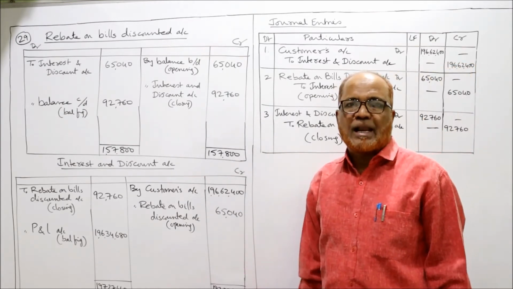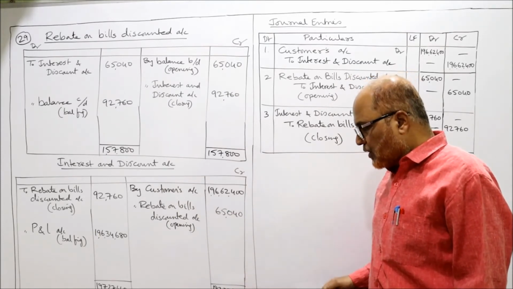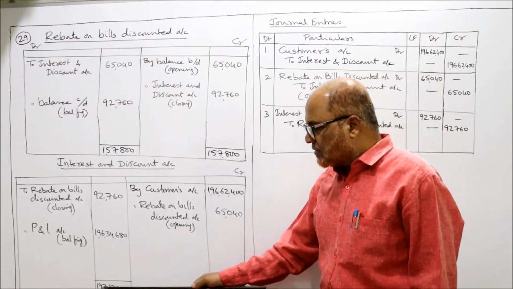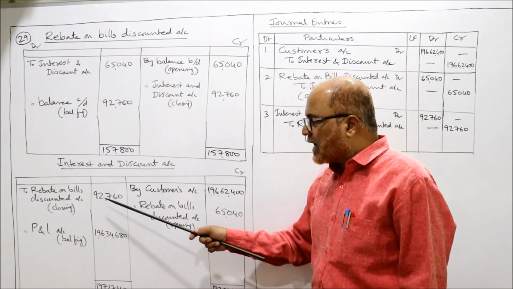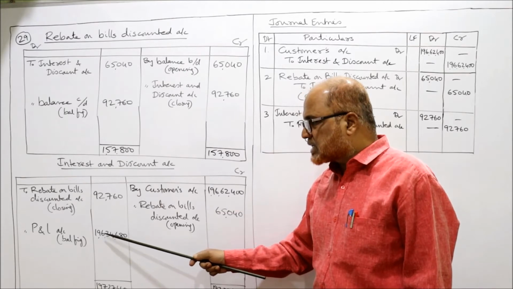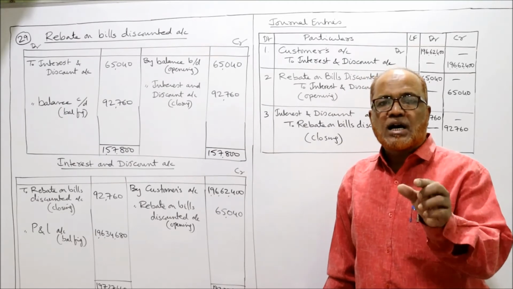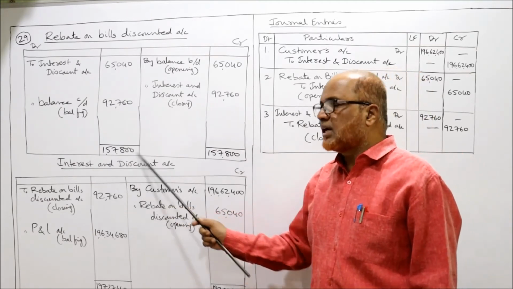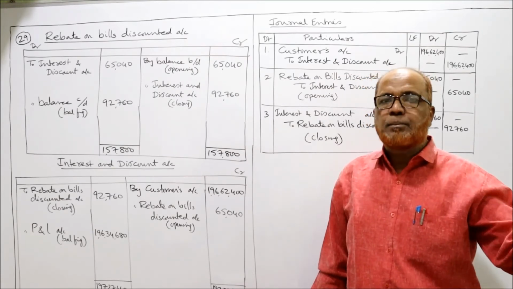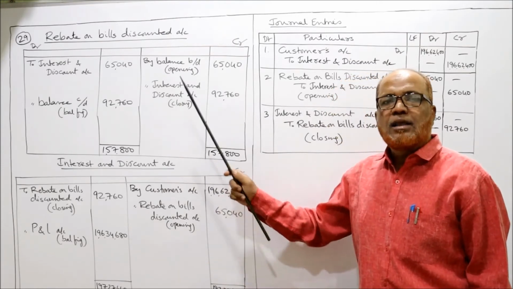Now we'll find out what the balance is. The balance in the interest and discount account: credit side, take the total of these two. You are getting 1,97,27,440. From this subtract 92,760. You are going to get 1,96,34,680. This is the balance transferred to P&L account. This is the current year's income from interest and discount. The current year's income from interest and discount to be credited in profit and loss account is 1,96,34,680. And here the balancing figure.